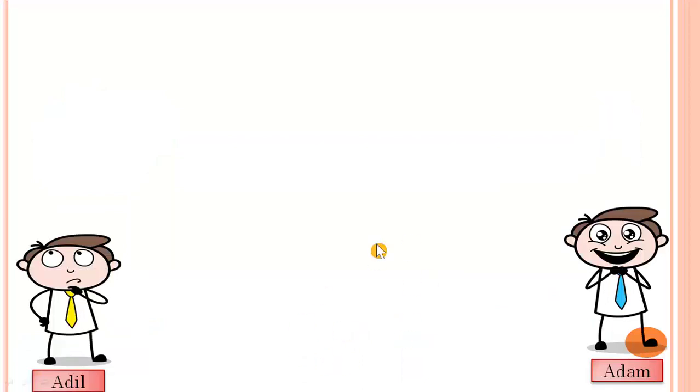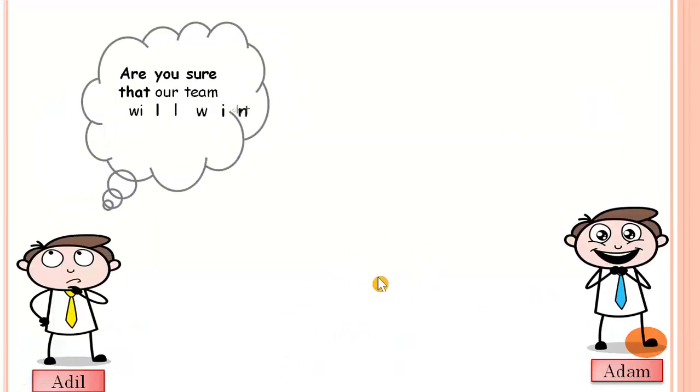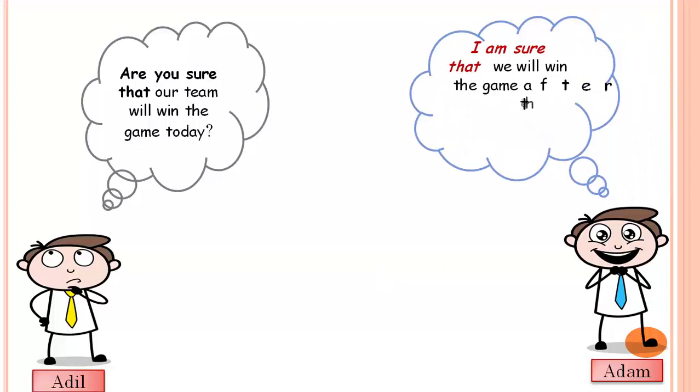Now let's read some dialogues and identify some expressions that we use to express either certainty or uncertainty. As you can see here, we have a dialogue between Adil and Adam. So Adil says or asks, "Are you sure that our team will win the game today?" Then Adam replies, "I am sure that we will win the game after the hard work we went through." So Adam, he is certain, okay? And how do we know that? Because he says I am sure, and this is one way to express certainty, okay? للتعبير عن التأكد, you could say, for example, I am sure that, which means أنا متأكد من, okay? I am sure that we will win the game.